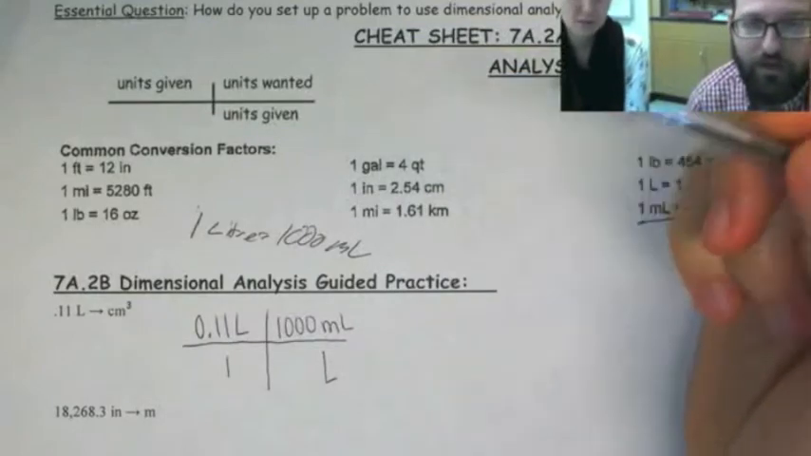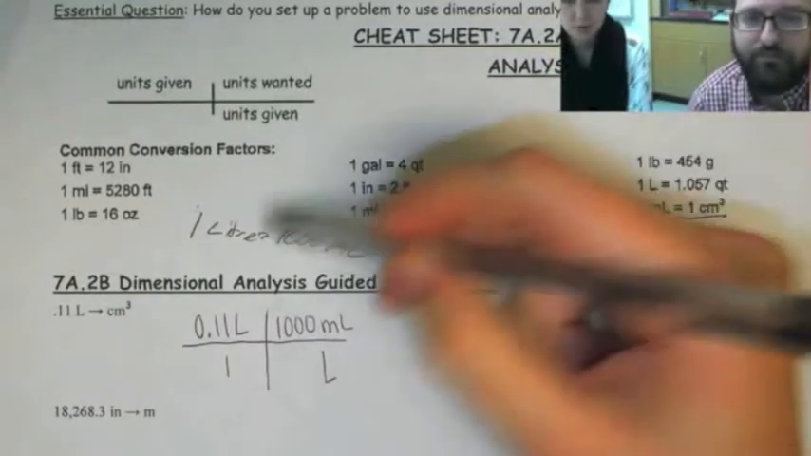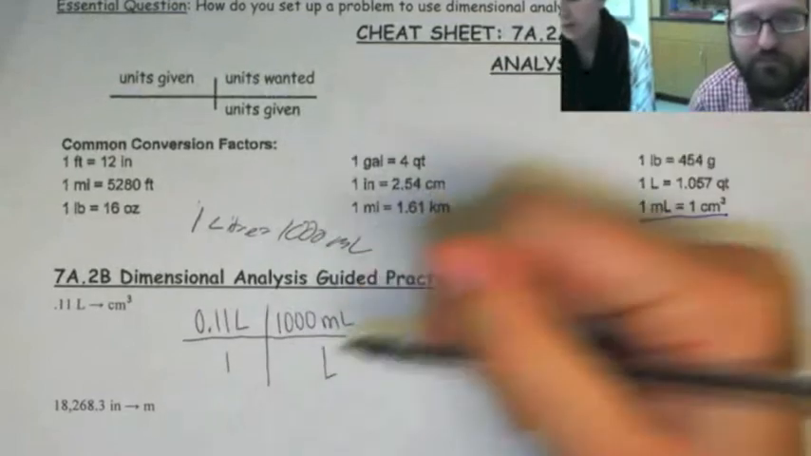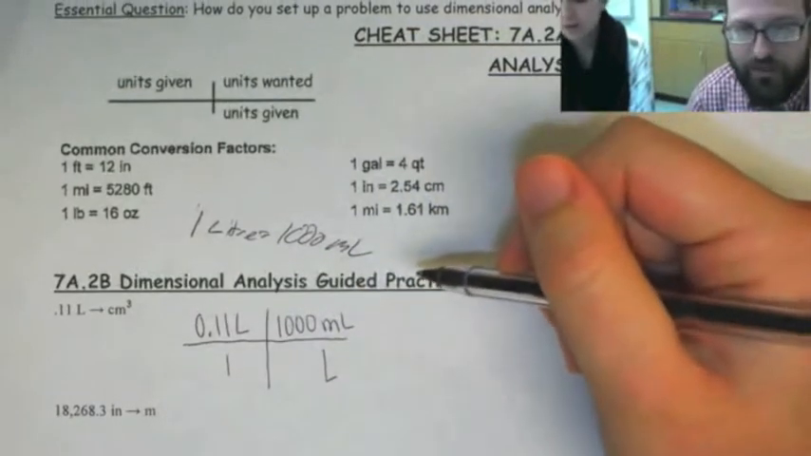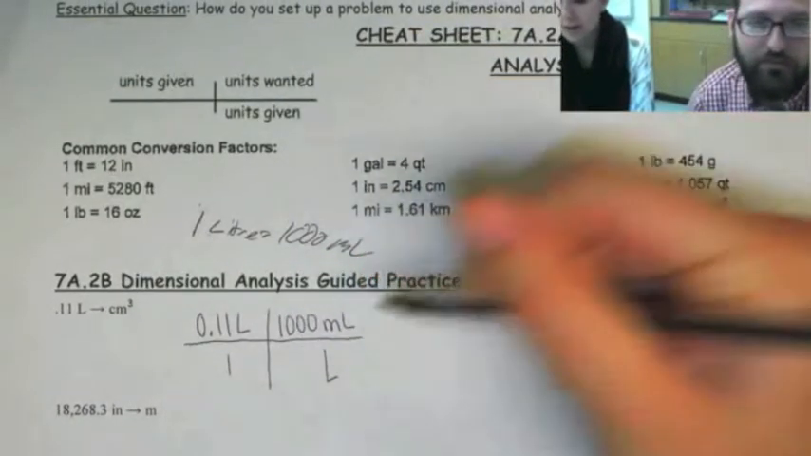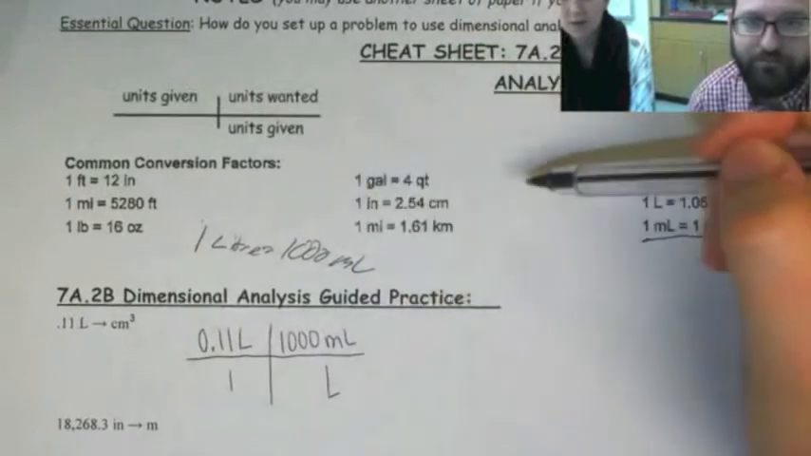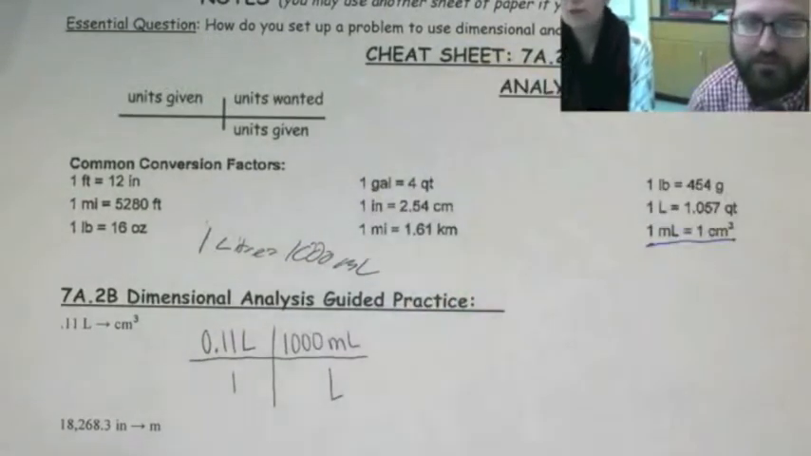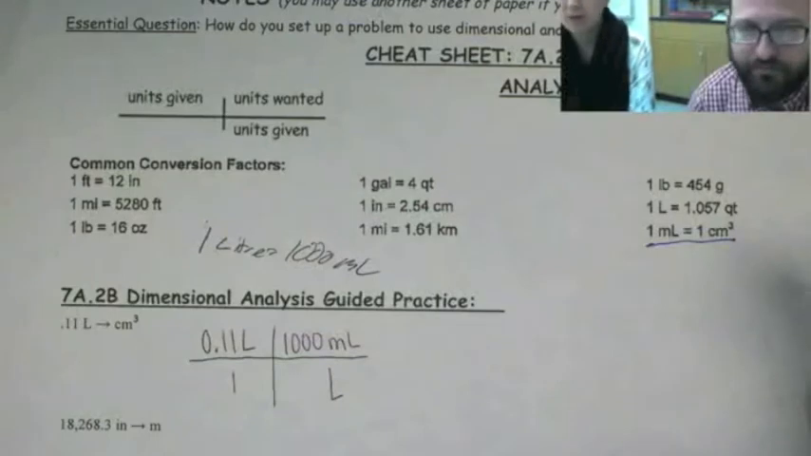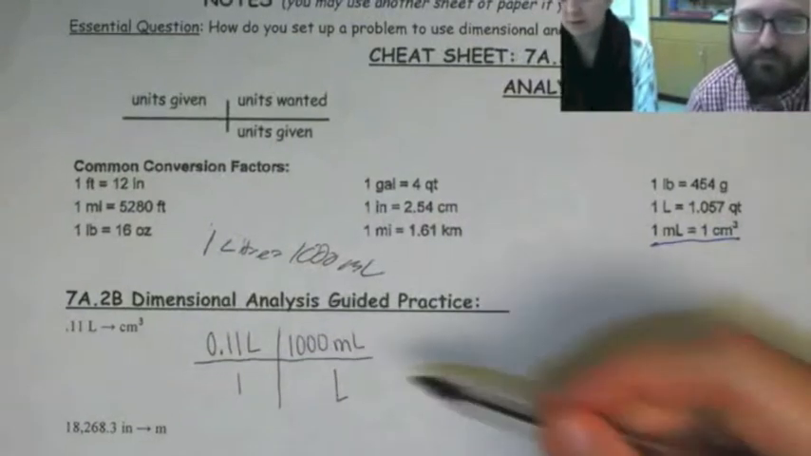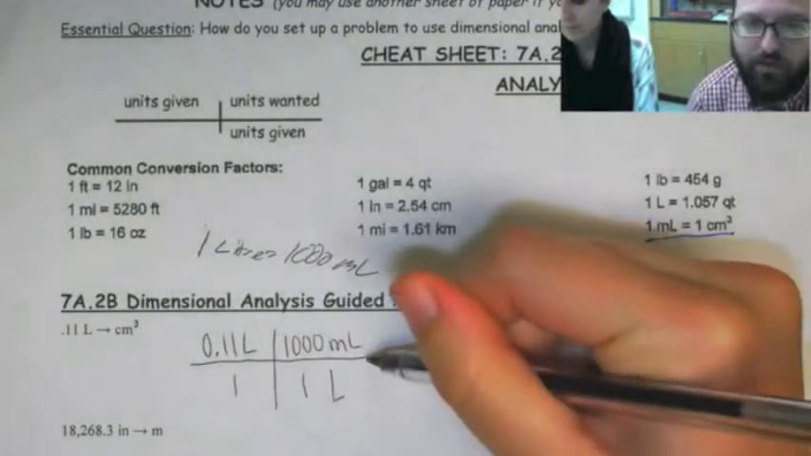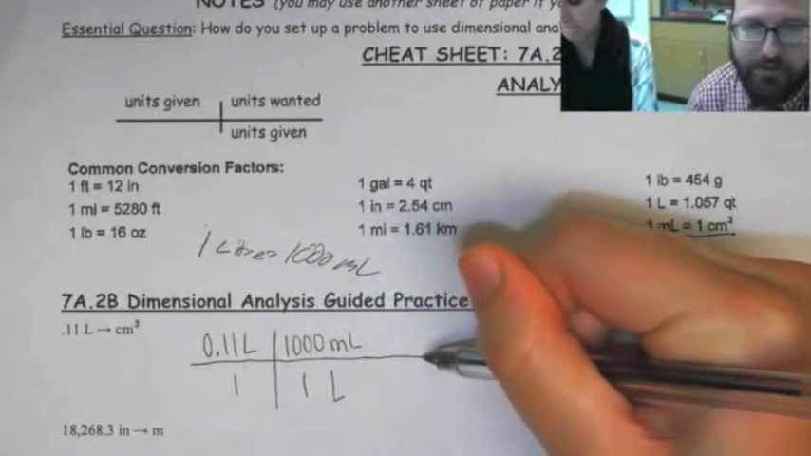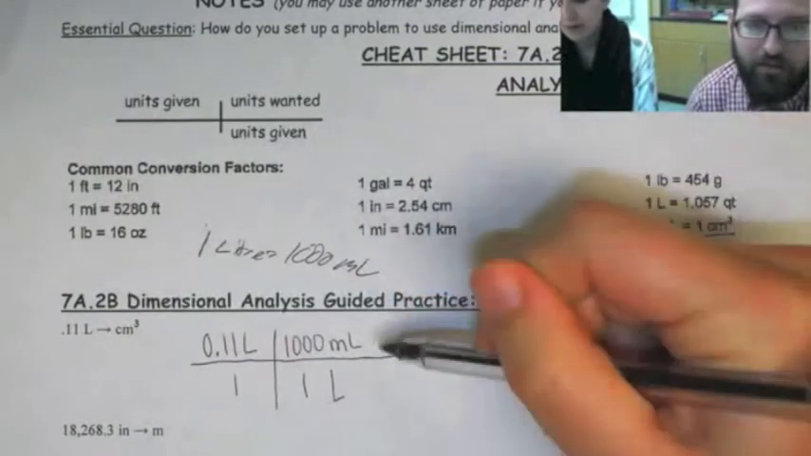We wrote it in right here, but you can also think back to your metric conversions, where you just move the decimal place over. It's true that 1 liter is equal to 1,000 milliliters. Another thing to note is that because there wasn't anything that went directly from liters to centimeters cubed, we knew that we had to add another conversion factor in. Which means we're going to need another railroad track.